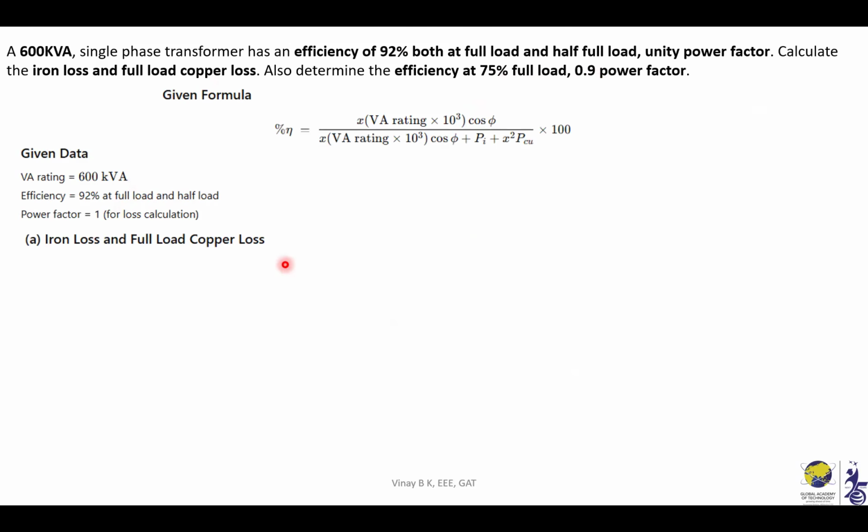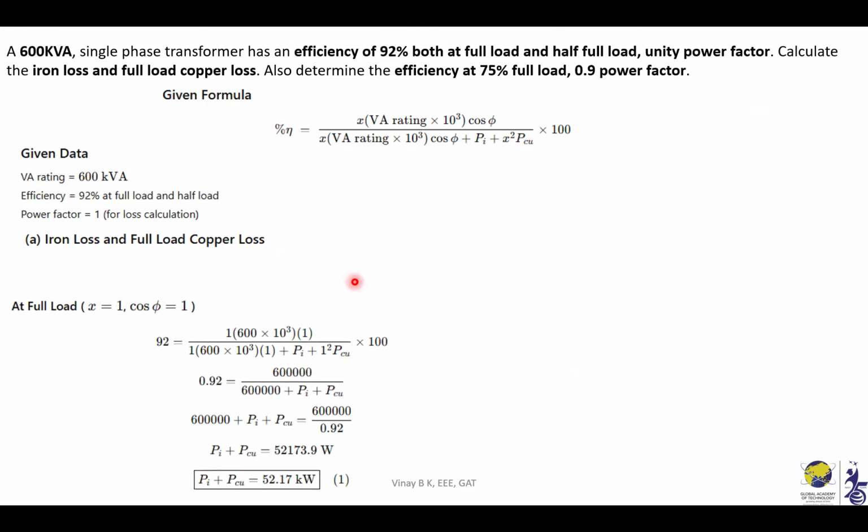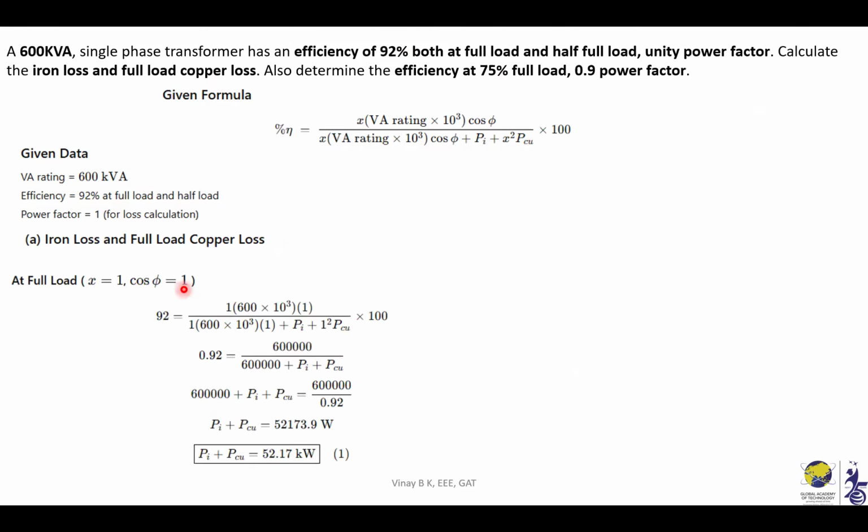So first I'm defining the formula, that is percentage of efficiency is X VA rating into 10 to the power 3 into power factor divided by output power plus total losses, that is PI plus X square into PCU. Then see the given data, VA rating they are given 600 and efficiency for full load and half load they are given 92% and power factor for full load and half load they are given 1. So now for iron loss and full load copper loss, to find that first you need to consider full load, X is 1, power factor is 1. You know the efficiency, that is 92%. So either you can directly write the absolute value or else you substitute it as 92 and multiply on the RHS.